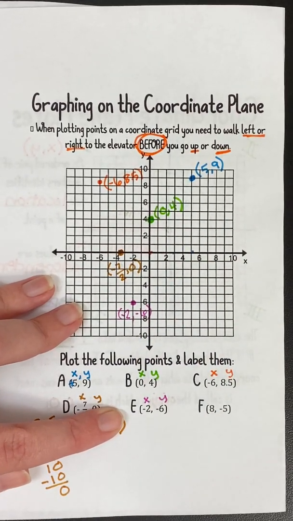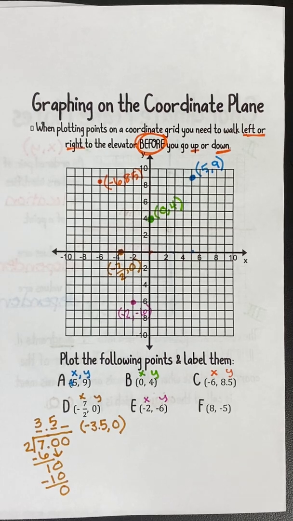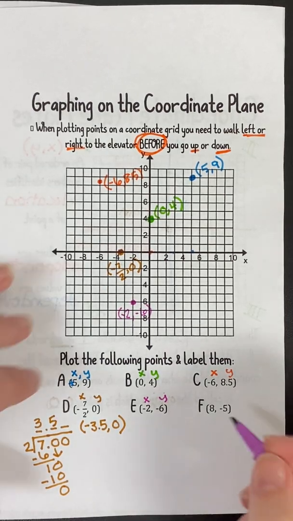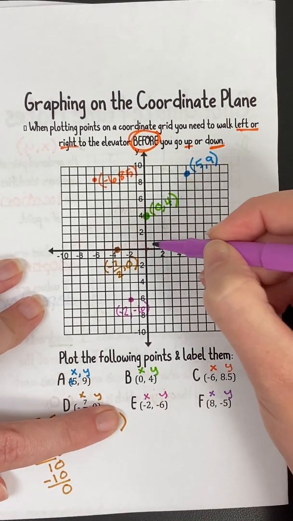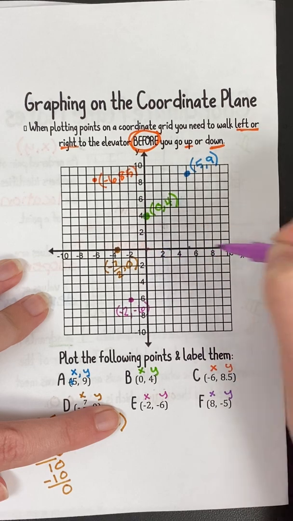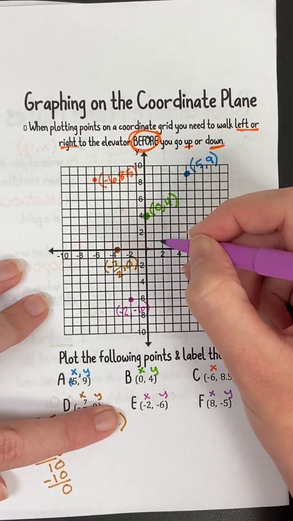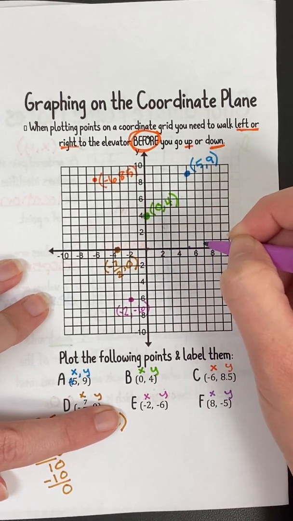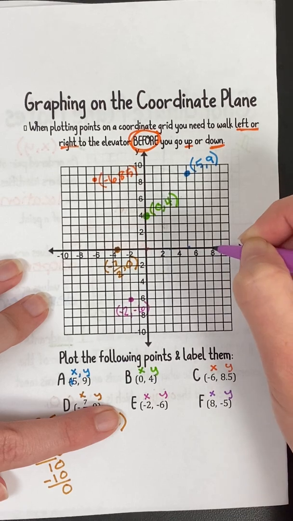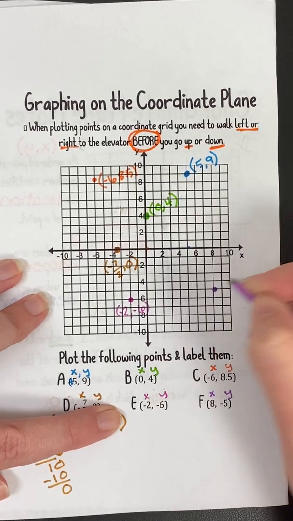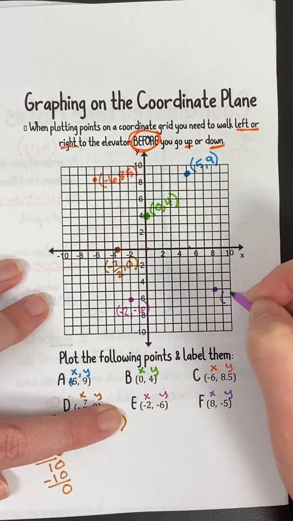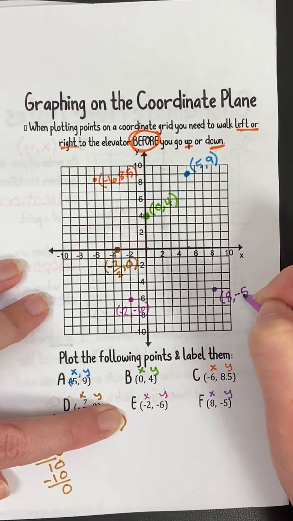and then I have F over here, and we are going to do +8, -5, X and Y. So I start at the origin, I go +8. Remember, this way is positive, so I go 1, 2, 3, 4, 5, 6, 7, 8. And then -5 is down because it's negative. 1, 2, 3, 4, 5. Make my coordinate, and then I'm going to label that 8, -5.